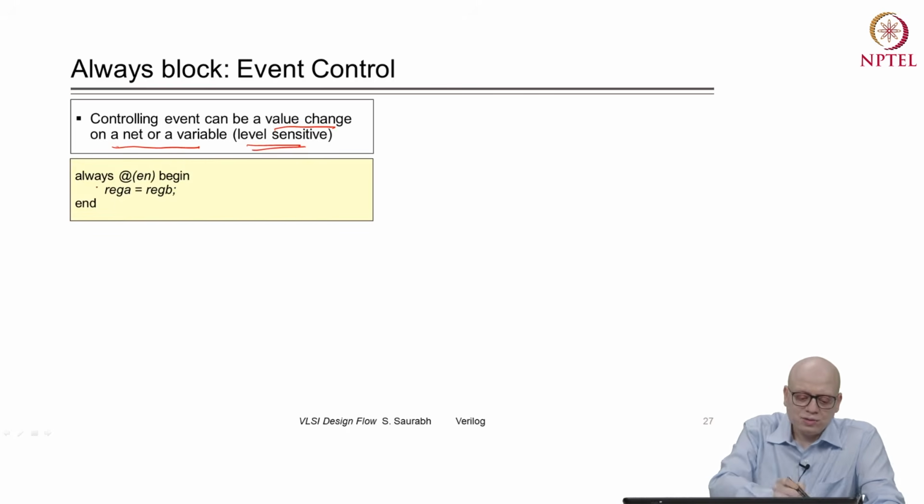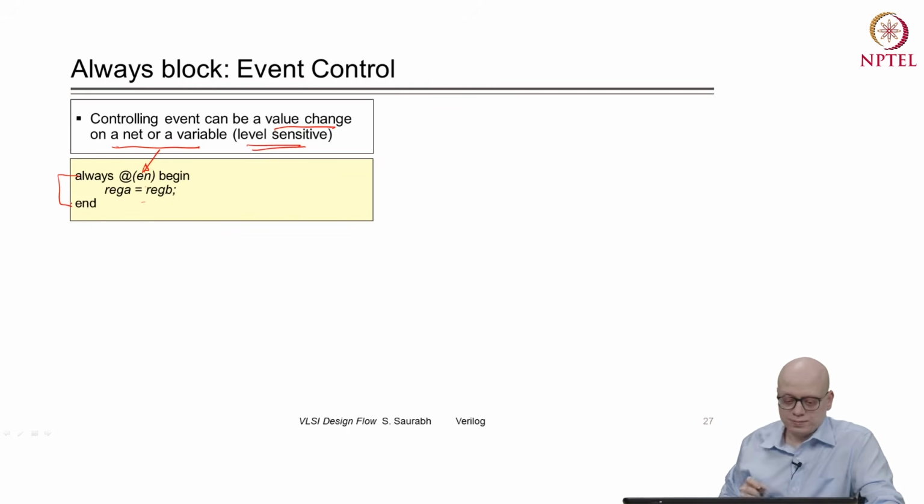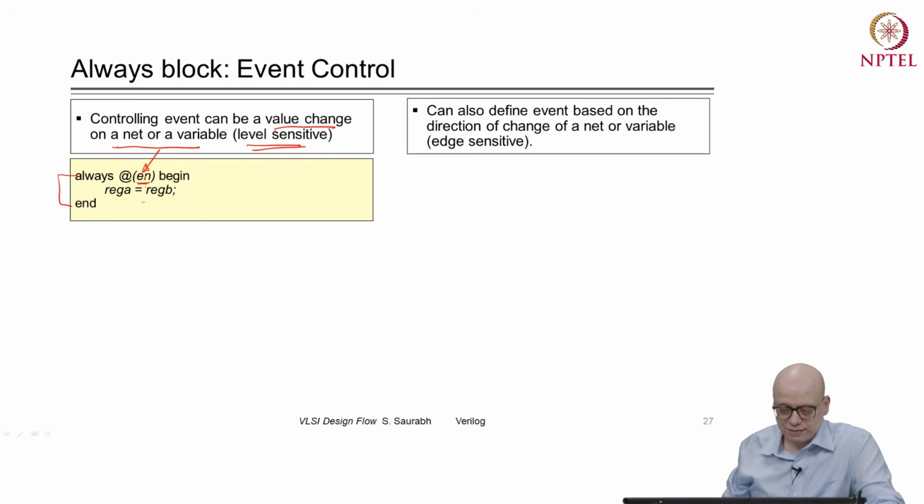Here we say that in this example, always @(enable) begin reg A is equal to reg B. What it means is that whenever there is a change in the enable signal, this block of code will be executed. So, here the event control is provided by the change in the value of the enable signal, or EN signal.